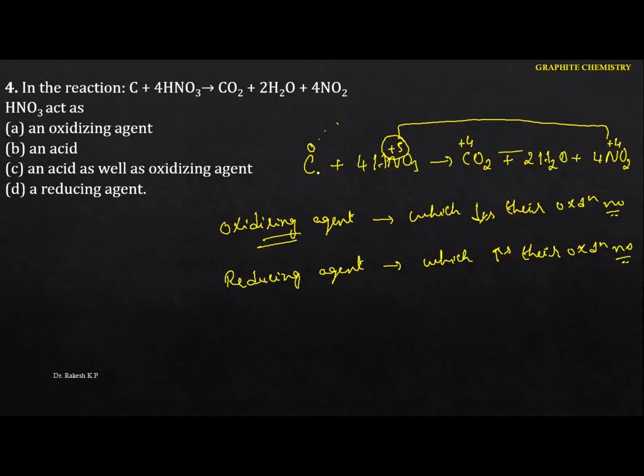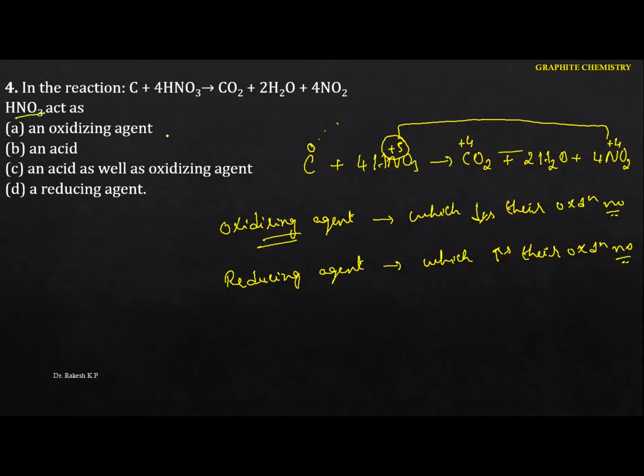Now which one increased here? From 0 to +4. You just identify 0 to +4. I'm talking about the oxidation number, not the loss or gain of electrons. If the oxidation number is increased, that refers to the reducing agent. But here the question is, what?